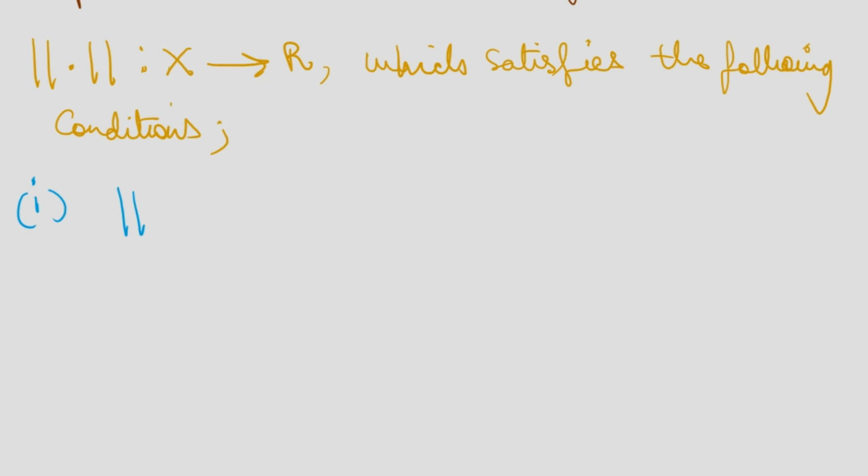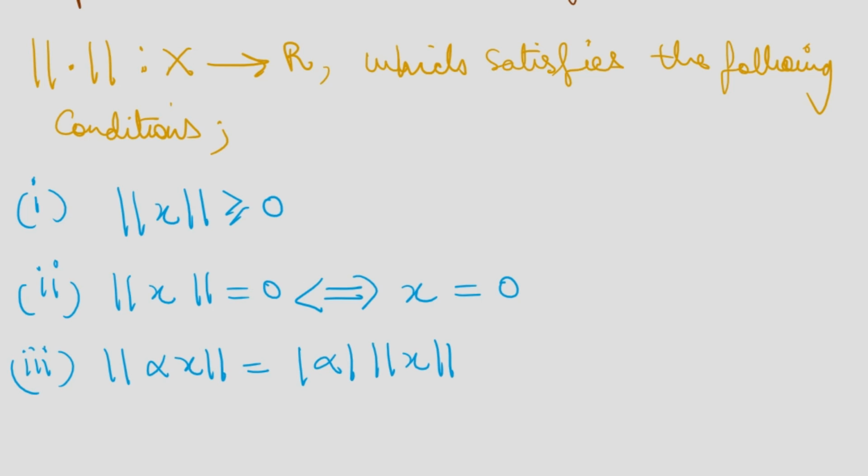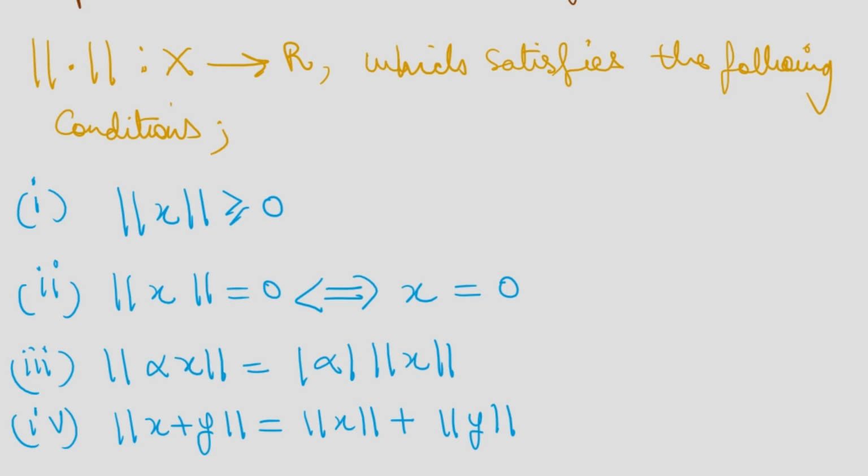The first one is the norm of x is greater than or equal to 0. The second one is the norm of x is equal to 0, that is the same as x is equal to 0. The third one is the norm of alpha x is equal to mod alpha times the norm of x. Then the fourth one to satisfy is the norm of x plus y is less than or equal to the norm of x plus the norm of y, for all x, y belonging to capital X, and alpha belonging to F.